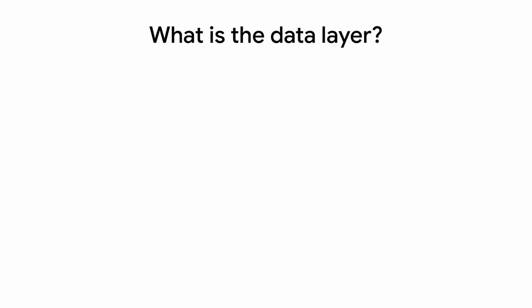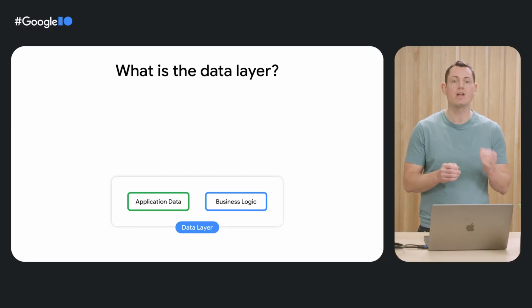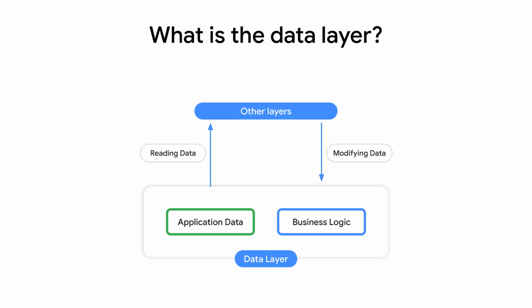But what is the data layer? Well, it's an architectural layer which, as its name suggests, manages your application data. It also contains business logic, which is what gives value to your app. These are the real-world business rules that determine how application data is created, stored, and updated. It provides methods to other layers to allow the data to be read and updated, following those business logic rules.